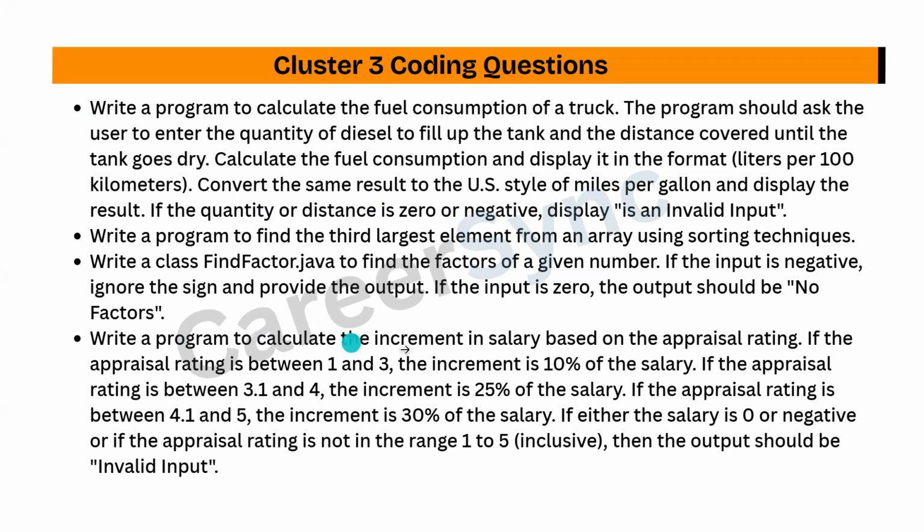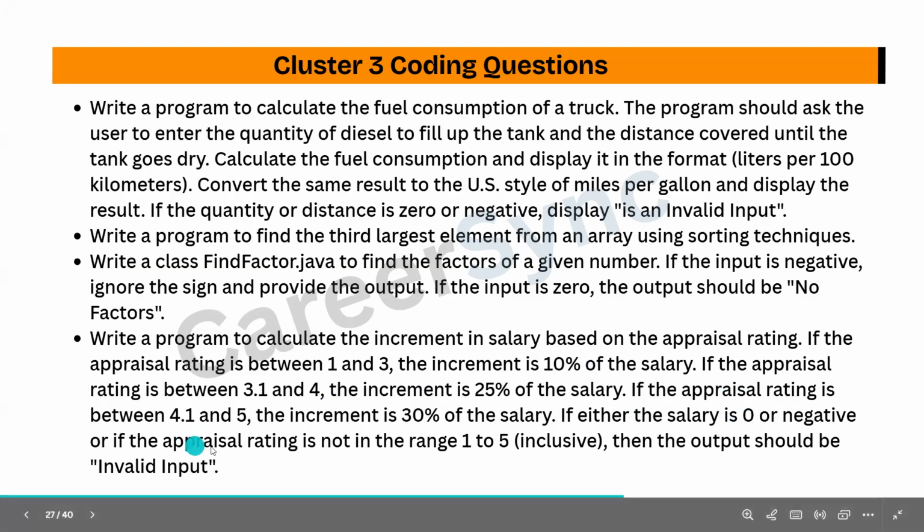Now write a program to calculate the increment in salary based on the appraisal rating. If the appraisal rating is between 1 and 3, the increment is 10% of the salary. If the appraisal rating is between 3.1 and 4, the increment is 25% of the salary. If the appraisal rating is between 4.1 and 5, the increment is 30% of the salary. If either the salary is 0 or negative, or the appraisal rating is not in the range 1 to 5, then the output should be invalid.